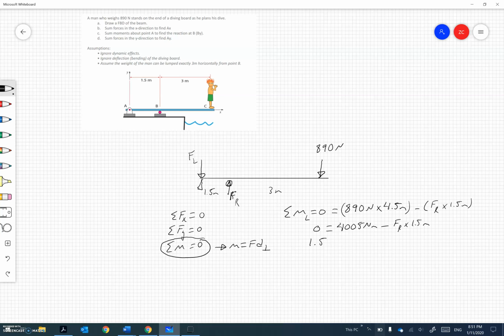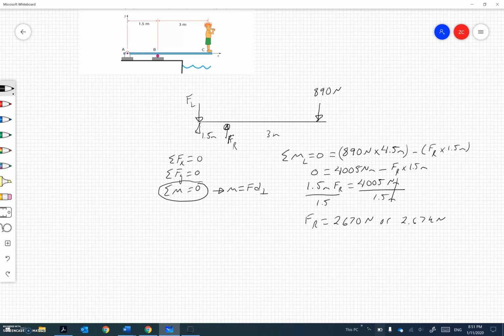Take force right times 1.5 meters. Flip that to the other side. 1.5 meters times force right is equal to 4,005 newton meters. Divide by 1.5. See the units cancel out for meters, and force right is equal to 4,005 divided by 1.5. So that's 2,670 newtons, or 2.67 kilonewtons.